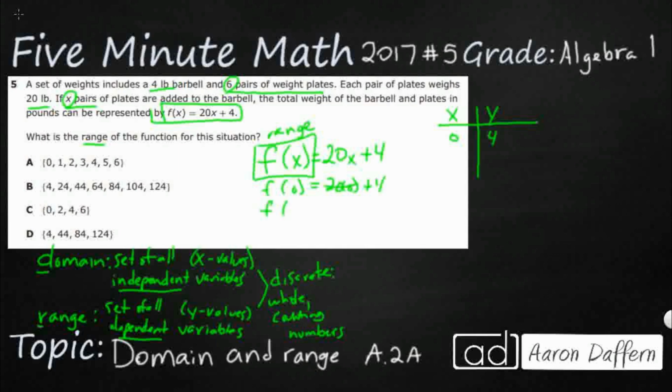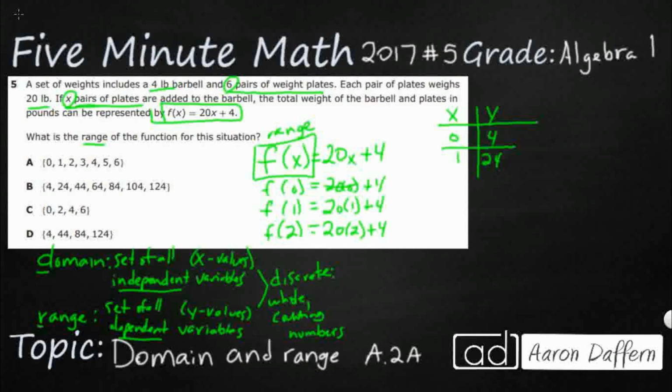But what if I did 1? So, what if I did f of 1? So that's 20. So that's going to be 20 plus 4, that's 24. Okay? And then what if I did f of 2? So now I'm going to put 2 pairs of plates. And you notice if x pairs of plates are added, so it has to be a pair of plates. I can't just do one plate at a time or half a plate or something like that. So that's why it's discrete, because these are whole counting numbers here.